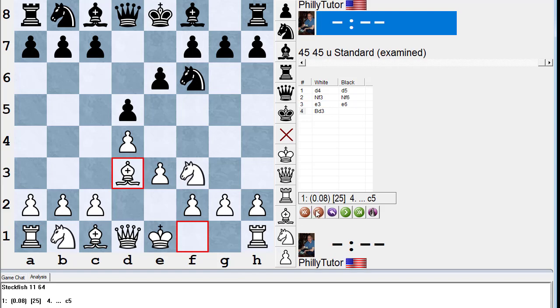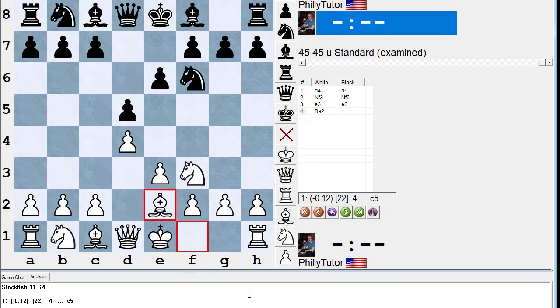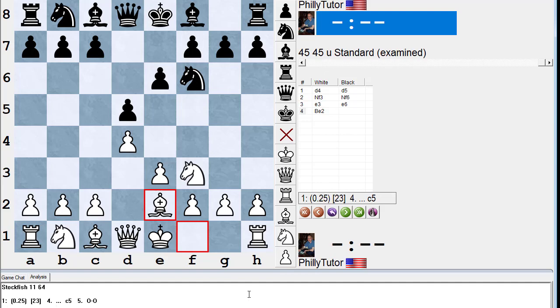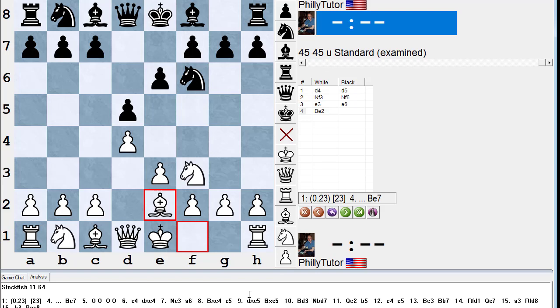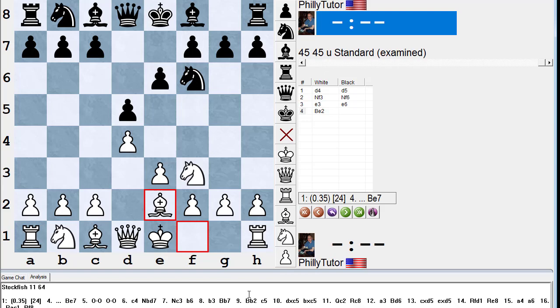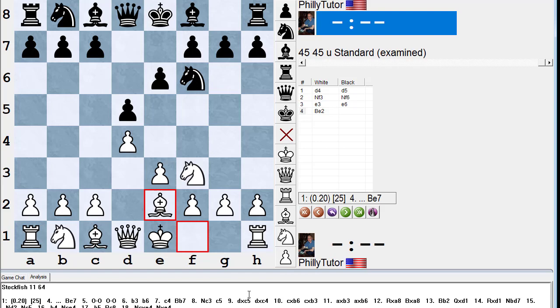All right, now let's look at bishop e2. White plays bishop e2. What's the evaluation now? Minus 0.02, minus 0.12, plus 0.05, plus 0.25, plus 0.23. It's all the way up to plus 0.4. Now down to plus 0.3. All right, so we could say it's maybe around 0.2, although it's dropping back down. And now it's 0.1.